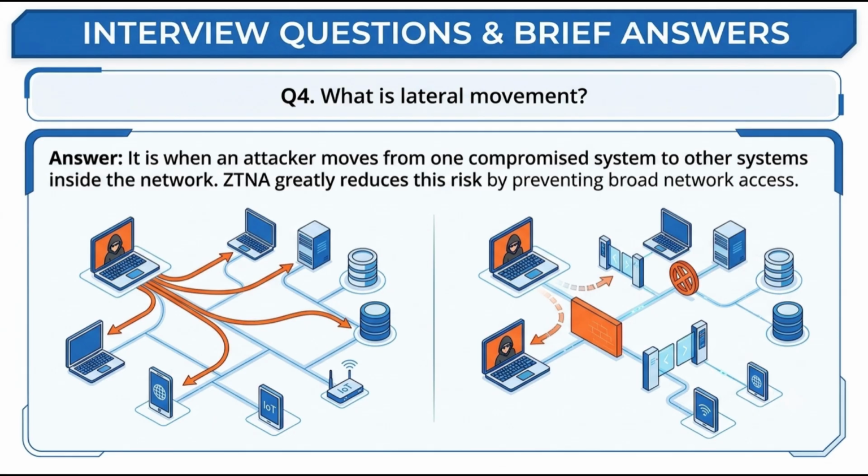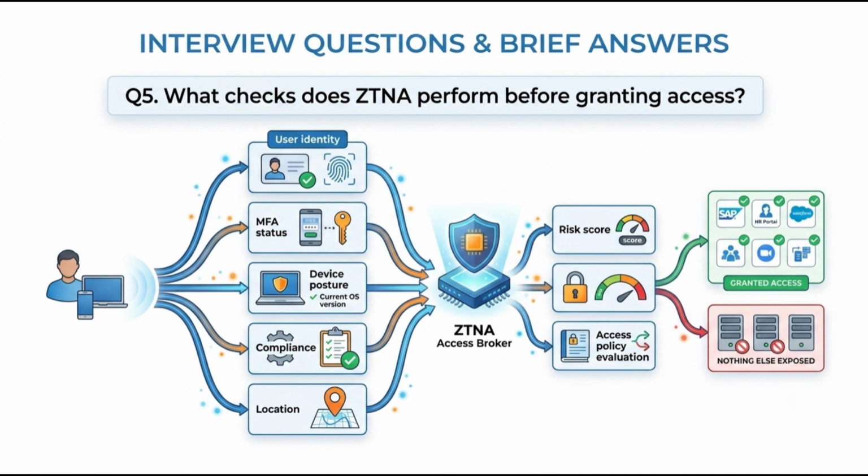Question 4. What is lateral movement? Answer. It is when an attacker moves from one compromised system to other systems inside the network. ZTNA greatly reduces this risk by preventing broad network access. Question 5. What checks does ZTNA perform before granting access? Answer: user identity, MFA status, device posture, compliance, location, risk score, and access policy evaluation.